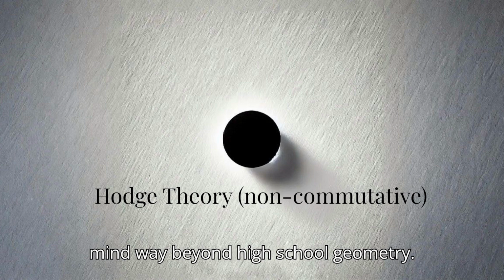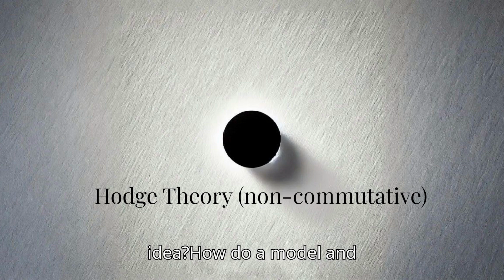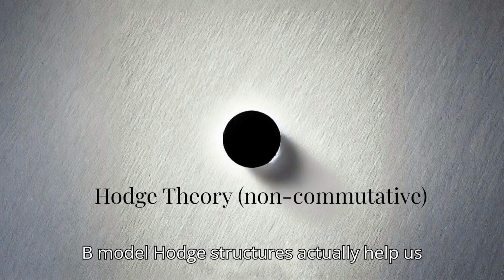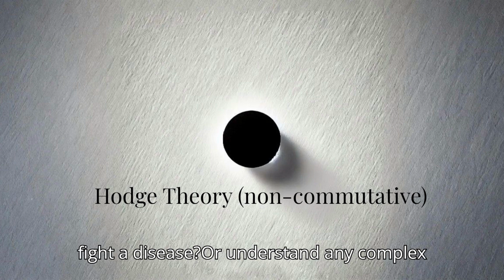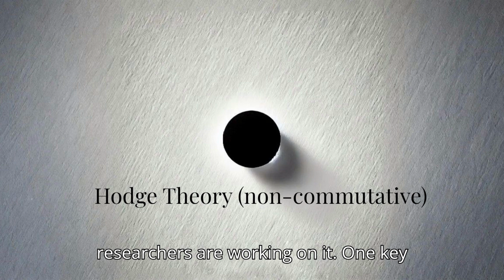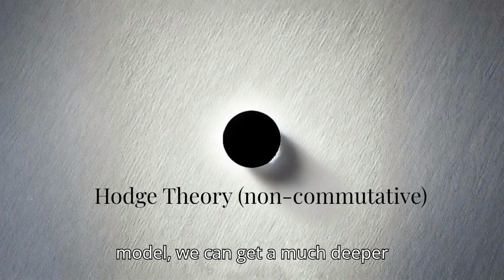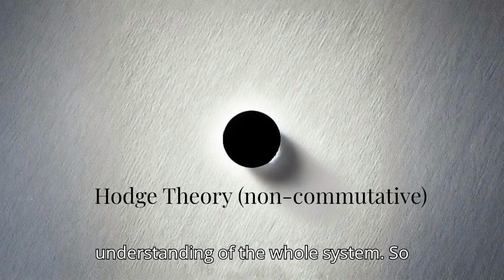Okay, this is blowing my mind. Way beyond high school geometry. But how do we use this mirror symmetry idea? How do A-model and B-model Hodge structures actually help us fight a disease or understand any complex system? That's the big question, and researchers are working on it. One key idea is that by understanding those connections between the A model and B model, we can get a much deeper understanding of the whole system.